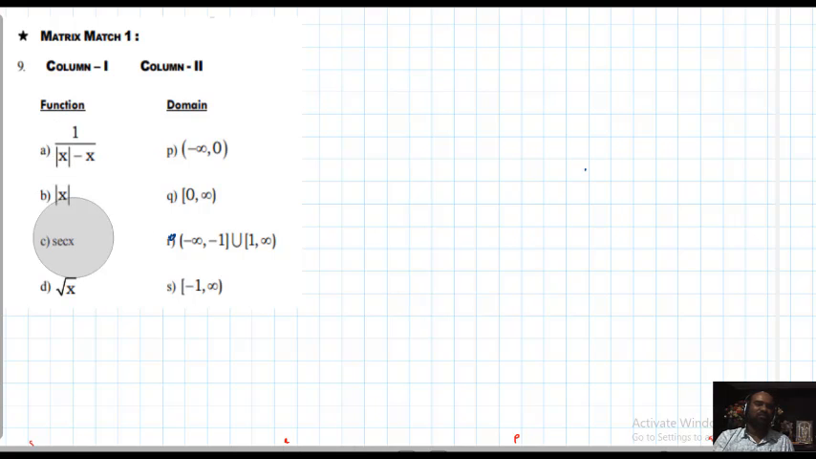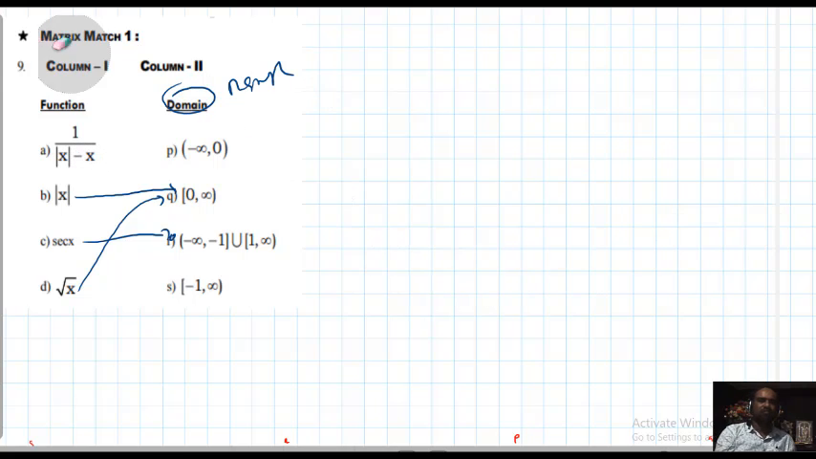Now I want to change the problem. Instead of this, you write range. Now automatically this is paired with this, and this is paired with this. Root x means 0 to infinity. I can write this. Okay, what next? This should find range, not domain, range.